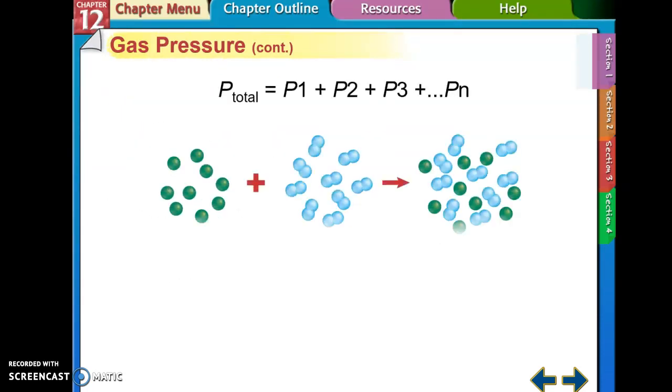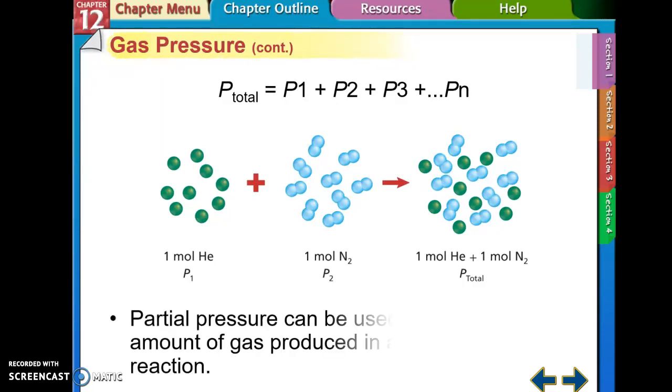So, if I'm looking at this formula, it's going to be P total is equal to P of 1 plus P of 2 plus P of 3 plus ... until you're done with all of yours. So let's look at an example problem. And we can calculate the amount of gas produced in a chemical reaction.